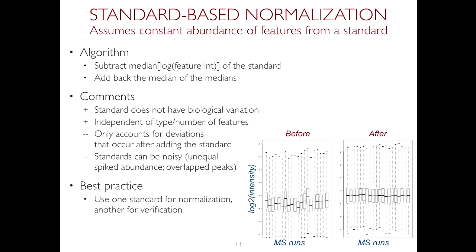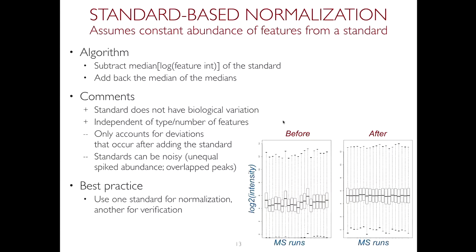And another thing is if we only have one standard, and if it happens to be in the region of the spectrum which has a lot of overlap or a lot of fluctuation, then if we attempt to normalize with respect to the standard, we may actually introduce more variation than we can correct for. So it's a little bit tricky.